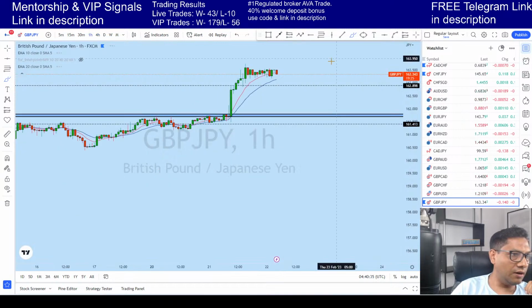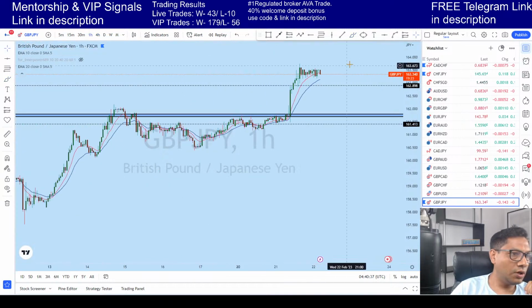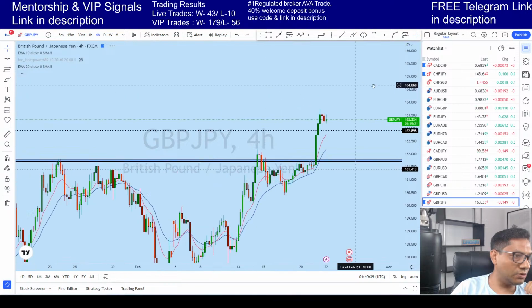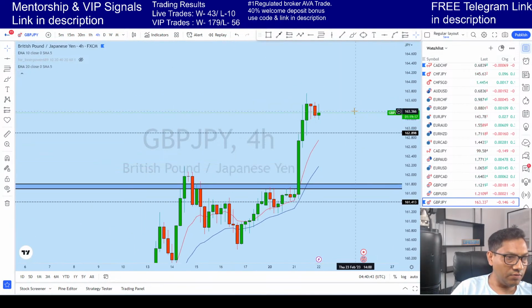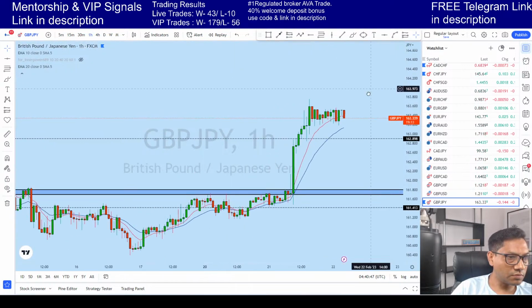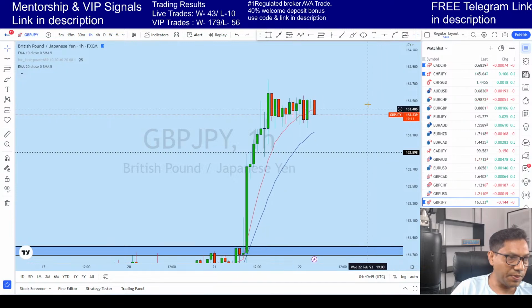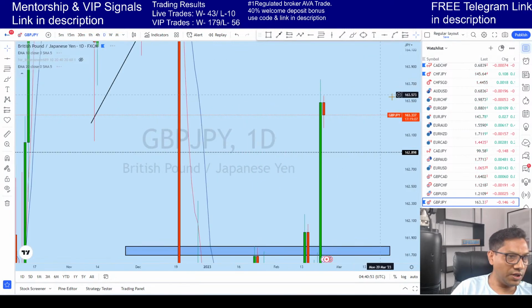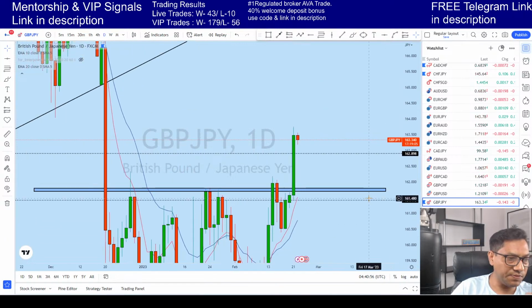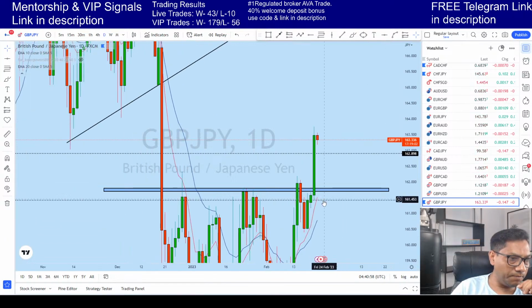GJ, you see that GJ also, after the price went to this resistance level, from the lower time frame perspective, we see that this market is consolidating now. From the daily, we have seen that there has been a very strong movement to the upside. We'll jump on GJ next.